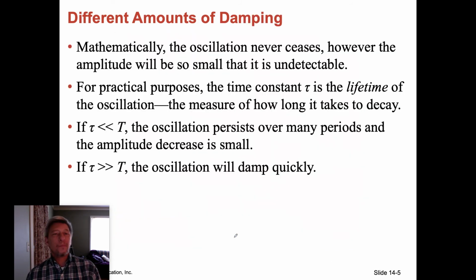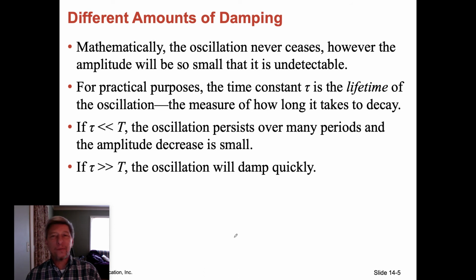So, mathematically, the oscillation never ceases. All right, it's always there, but it's very, very small, to the point where it actually becomes undetectable. It's simply a vibration rather than an actual oscillation. For practical purposes, the time constant tau is the lifetime of the oscillation. In other words, the measure of how long it will take to decay.